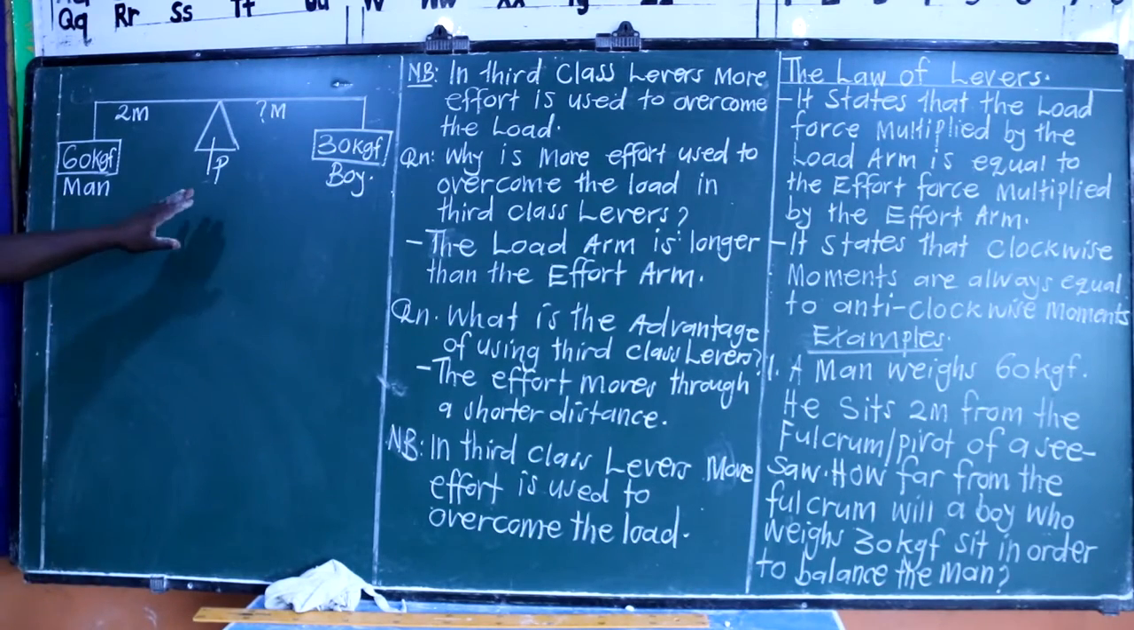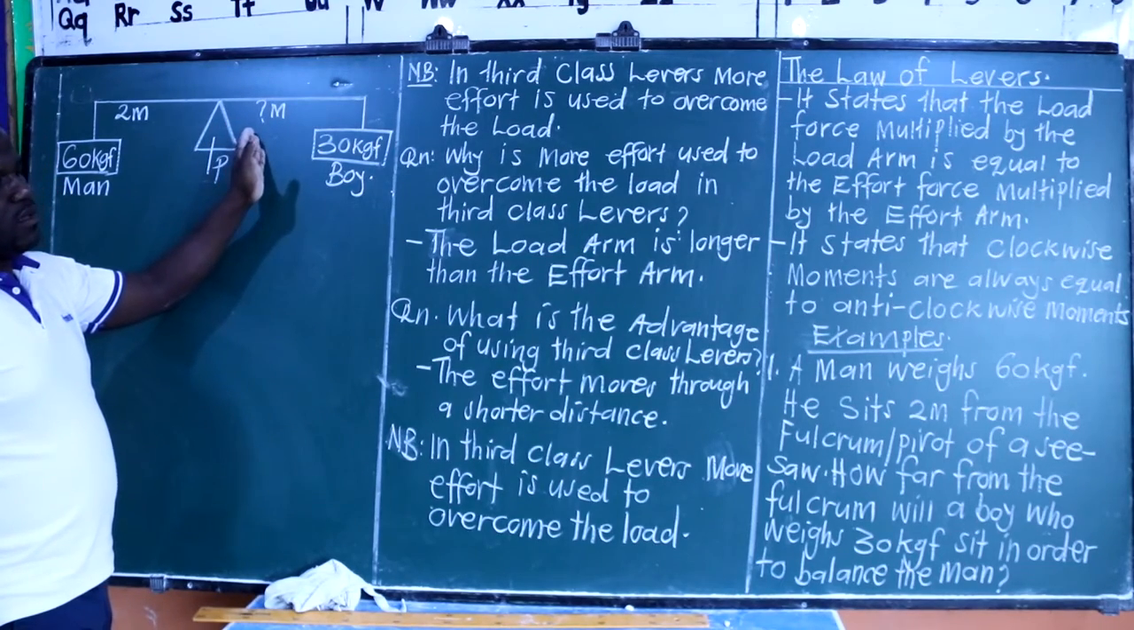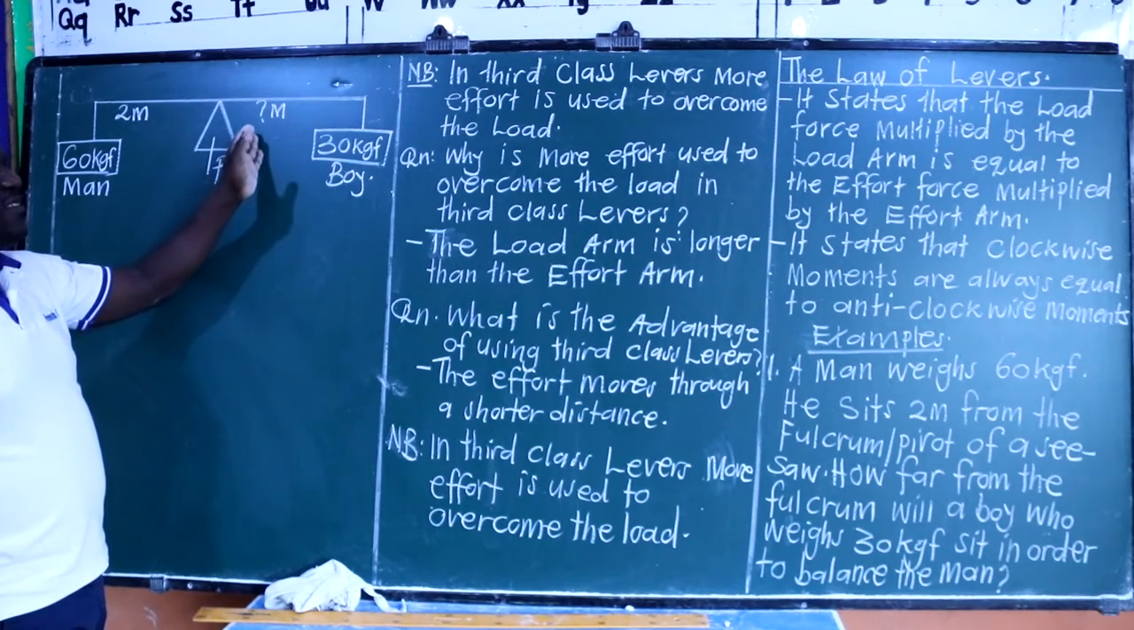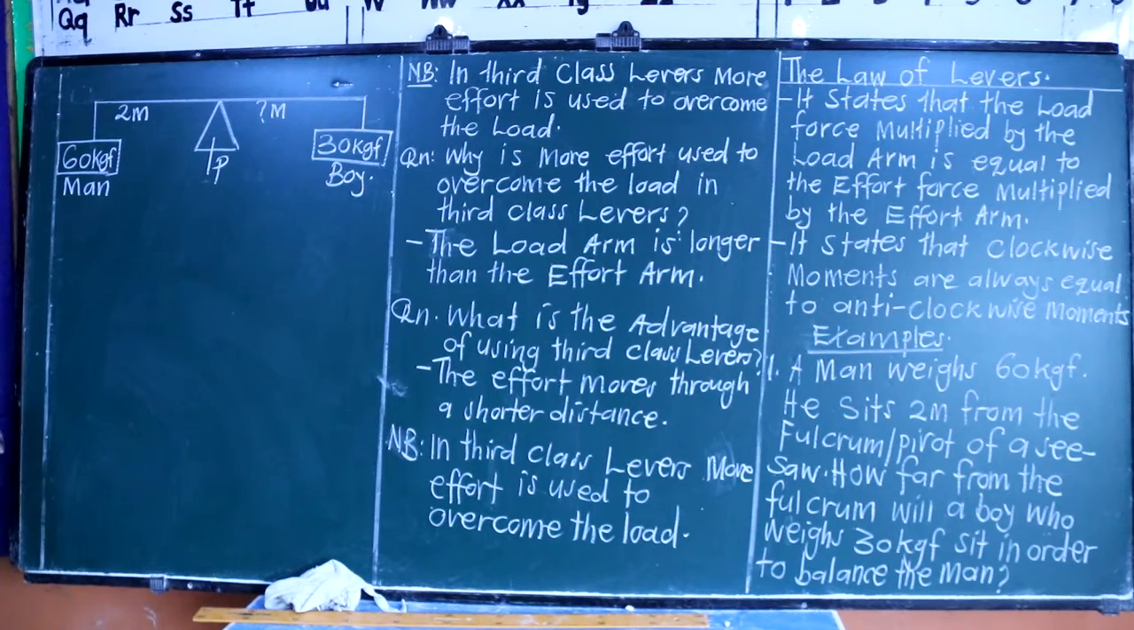So we're supposed to find out the distance. How far from the pivot will a boy who weighs 30 kilogram force sit in order to balance the man? We go back to, so this is how we begin. We'll finish interpreting the question, then we come to the activity.